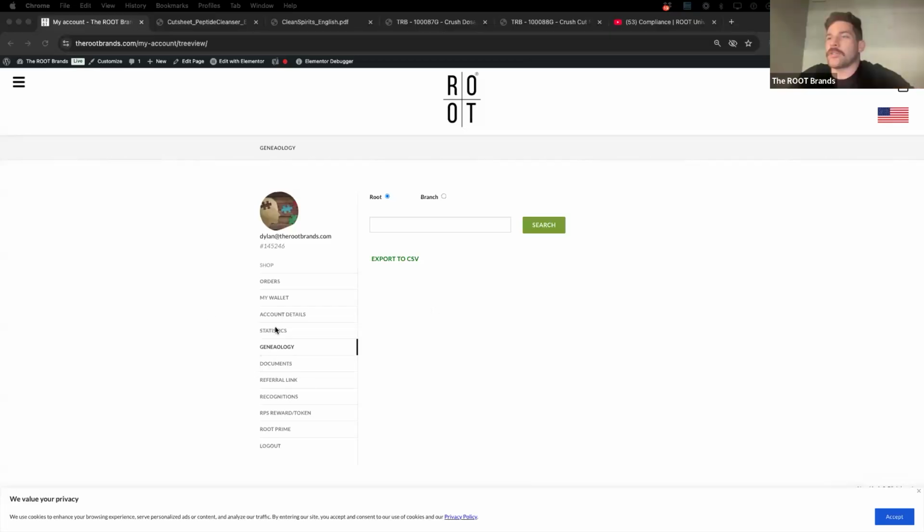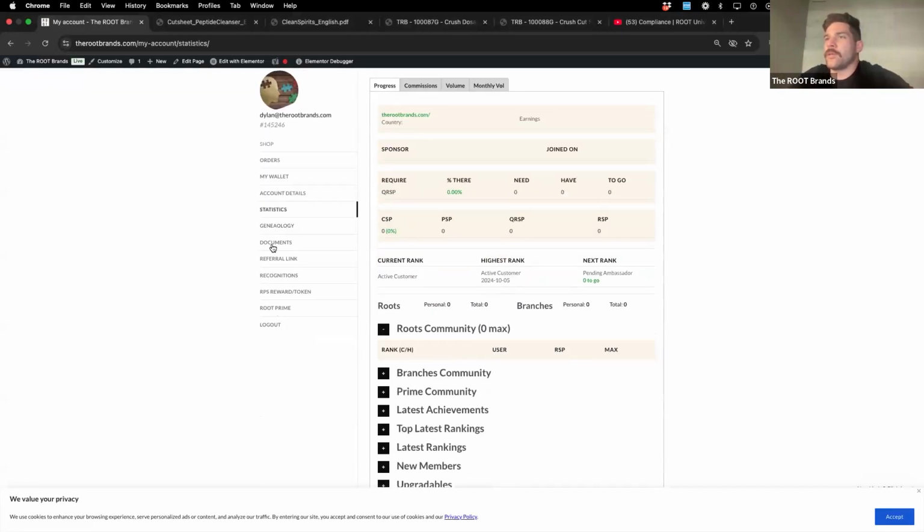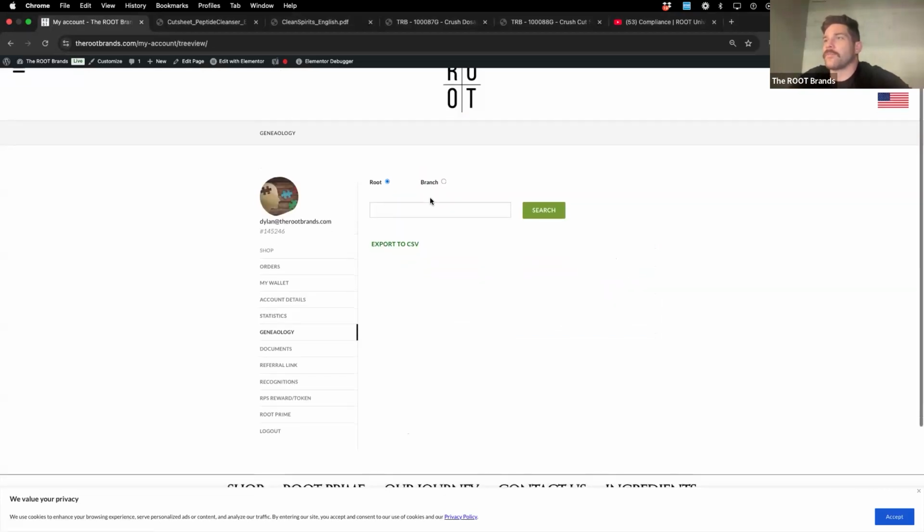So genealogy, I'll come from statistics to genealogy. Your community is obviously shown here, but there are some cool tools in this section. Obviously, I'm on my root account for the company, so you can't see this, but there's an export to CSV, and you can take all of your community and it will download to an exportable spreadsheet.